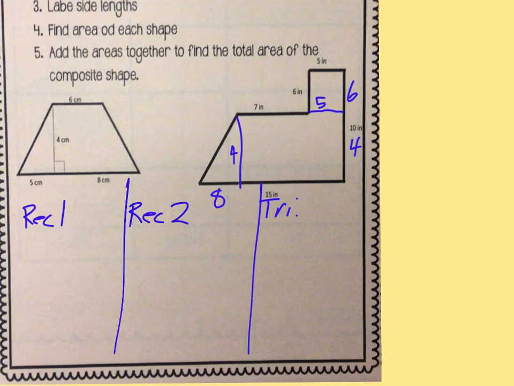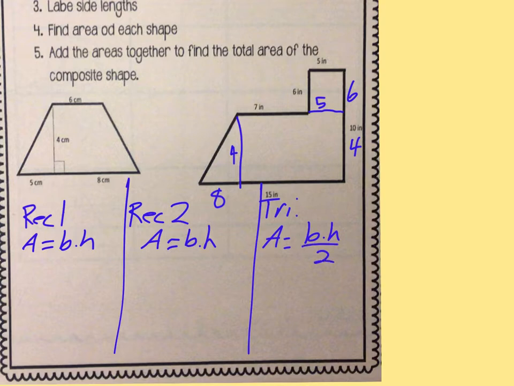How do I find the area of a rectangle? Area equals base times height. Rectangle 2, triangle, we're going to go area equals base times height divided by 2. So again, it's important to list out those formulas.